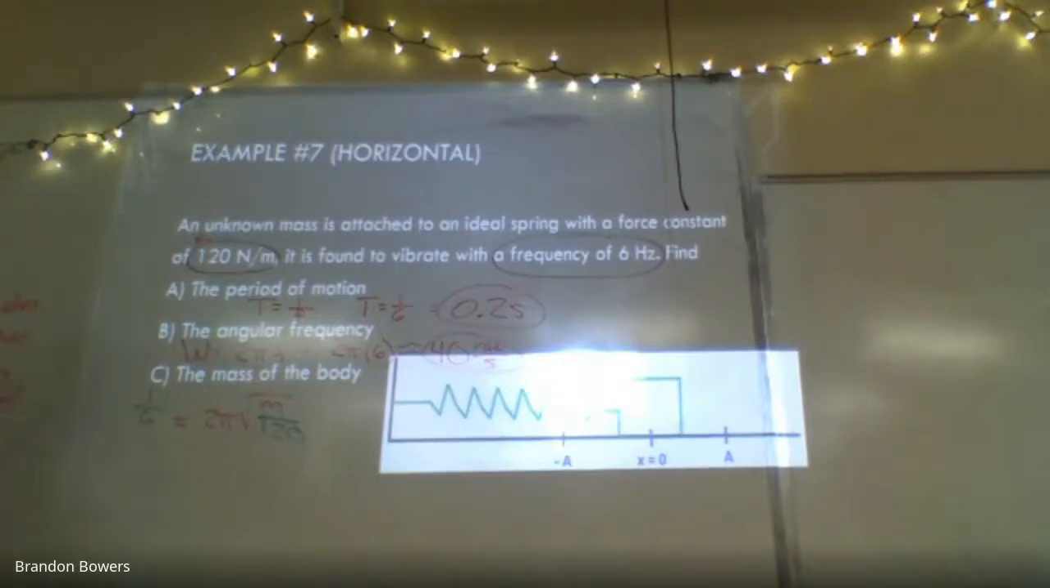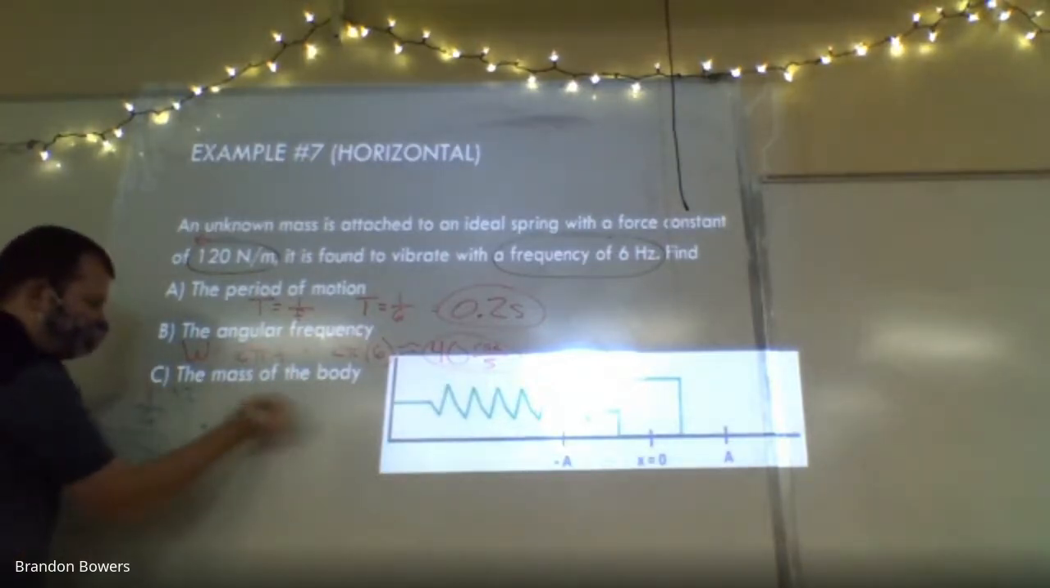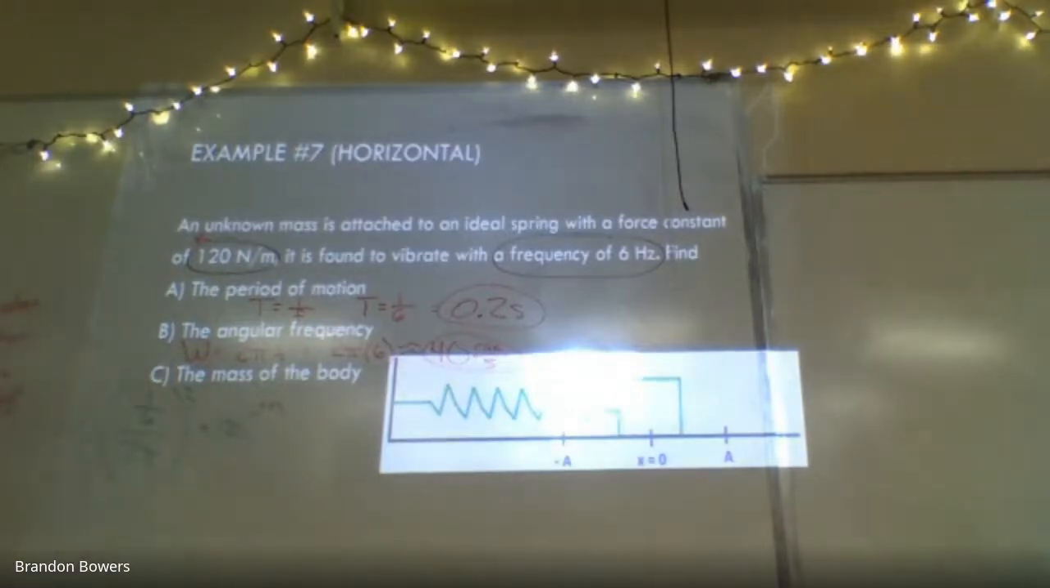So 1/6 divided by 2 pi. You're going to square whatever your answer is, and then times it by 120. That should equal your mass. All right, just rearranging all of it. So 1 divided by 6 divided by 2 pi, square it, times 120. Okay, so with one sig fig, I got 0.08.